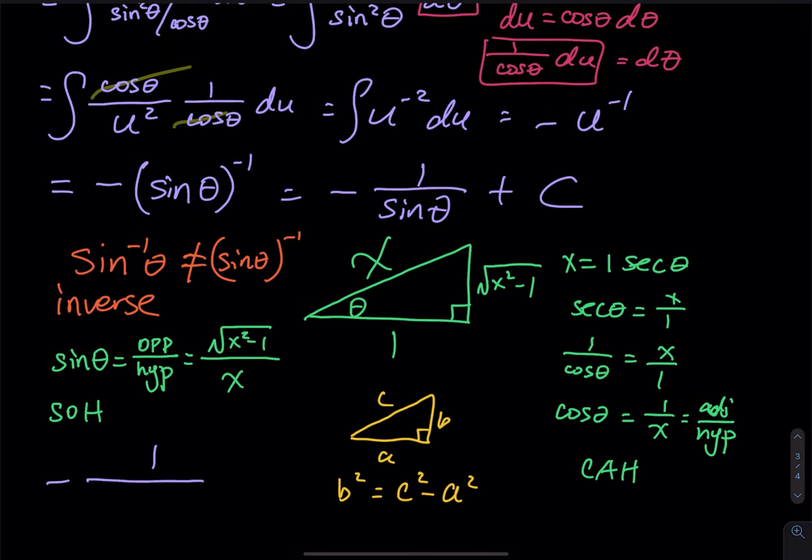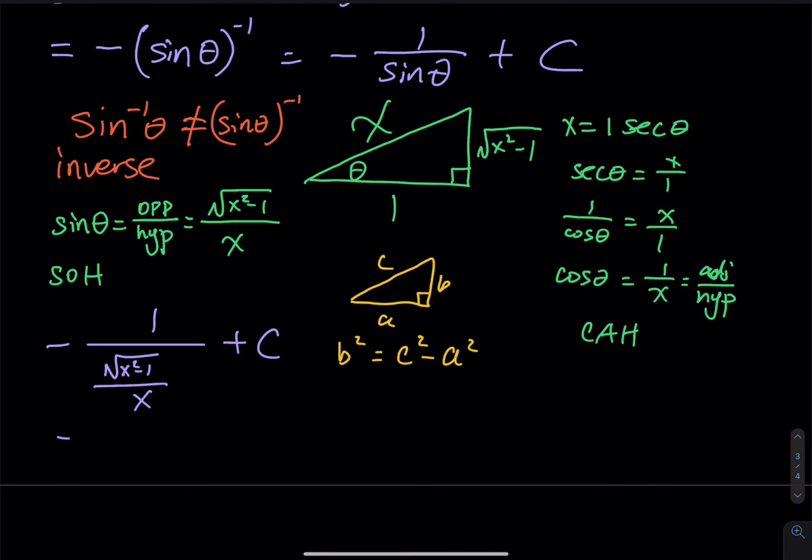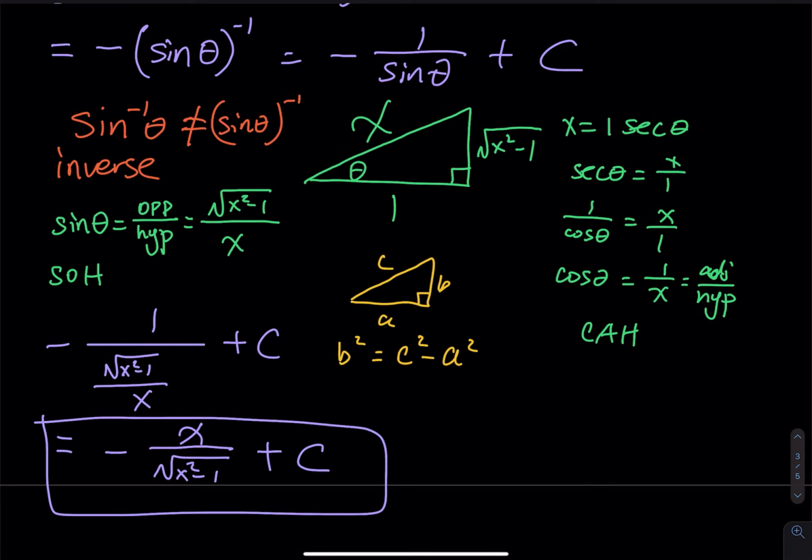So we have 1 divided by sine, right? So that will be the square root of x squared minus 1, divided by x, plus c. That means it's just a simple reciprocal. So you have negative x divided by the square root of x squared minus 1, and then plus c. Okay, so that is the end of this problem.